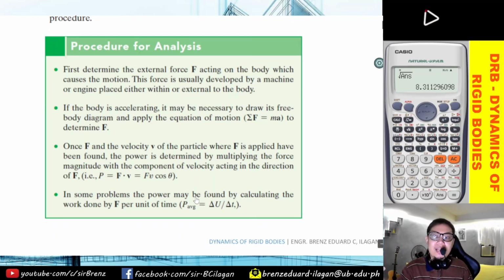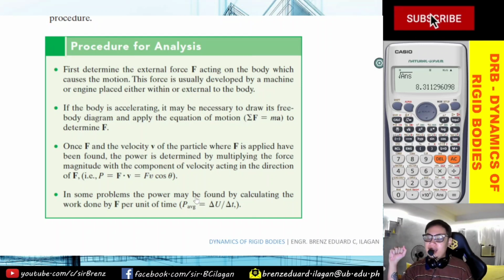So next topic natin, next and last topic will be the impulse and momentum.